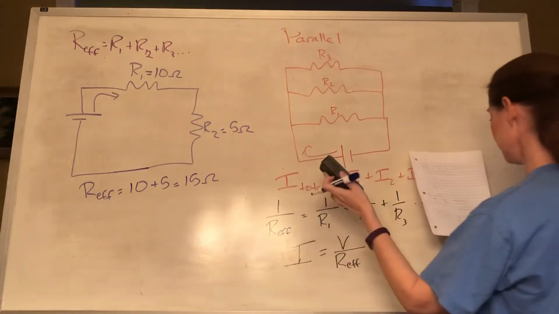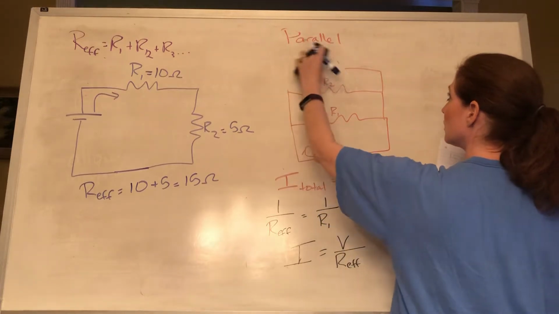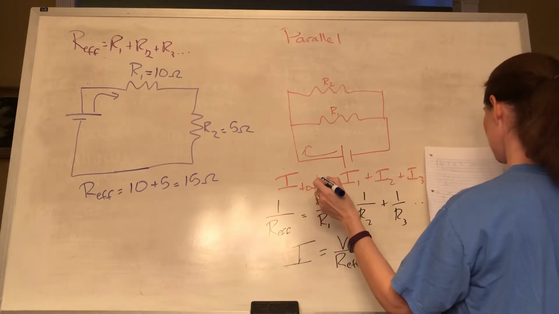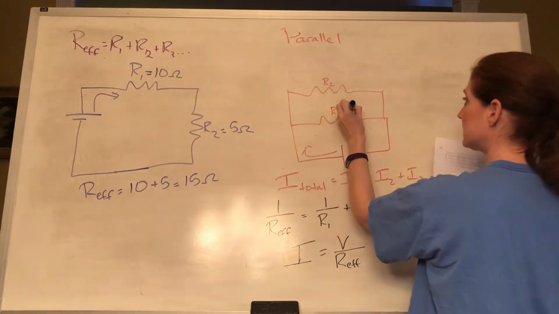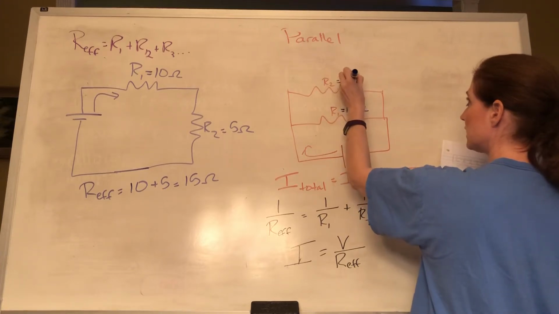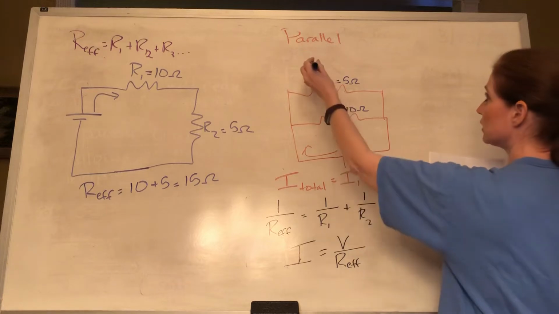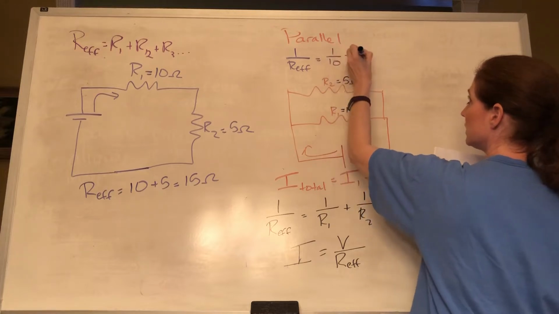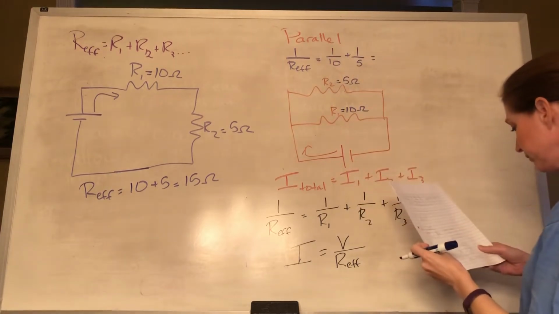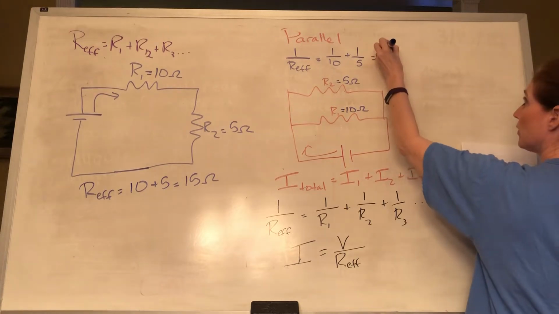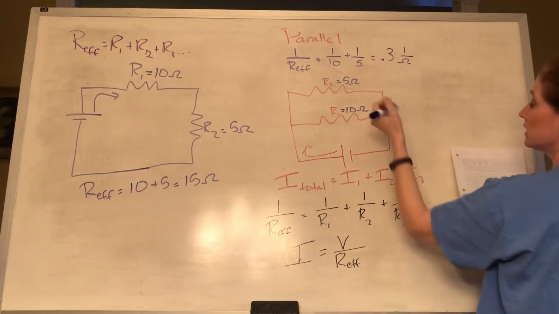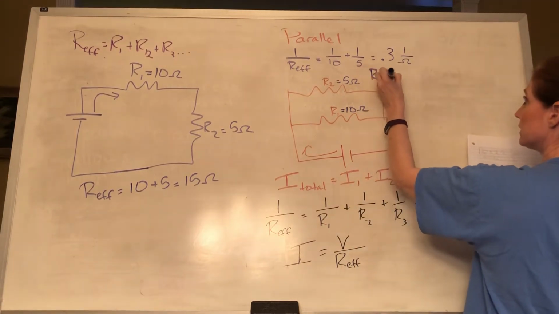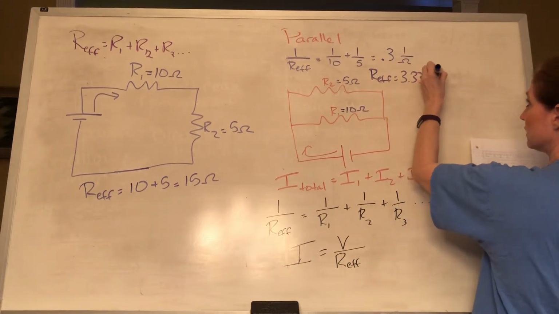In parallel, if we had the same resistors, R1 is 10 and R2 is 5 ohms, so here it's going to be 1 over R effective is 1 over 10 plus 1 over 5. That gives you 0.3, that's 1 over ohms. So again, like I said, you need to take the reciprocal of that. And so R effective will be 3.33 ohms.